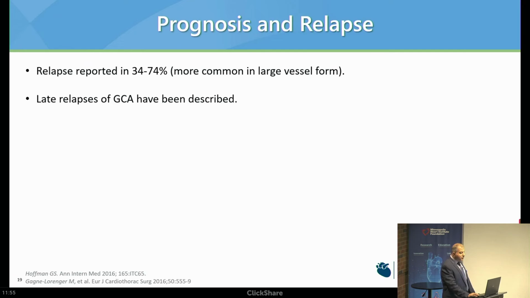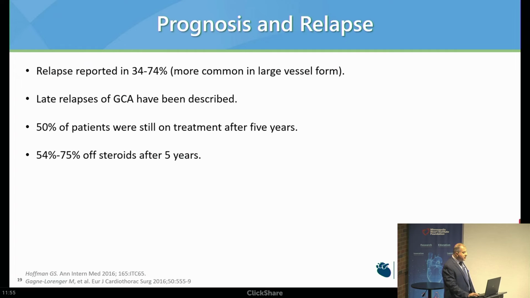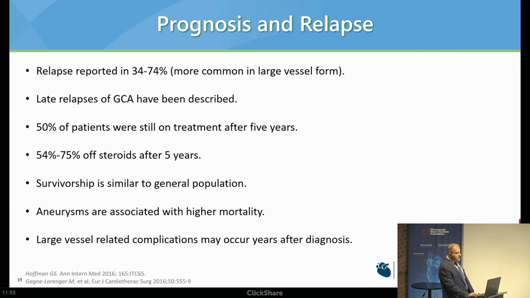Relapse can happen in up to 74%, which is a lot. And late relapse has been described. 50% were still on treatment at 5 years. Up to 75% of these patients would be off steroids in 5 years. Survival is actually similar to the general population.